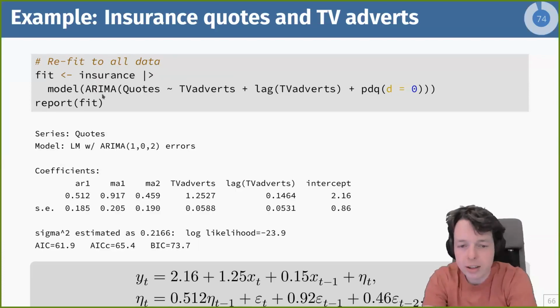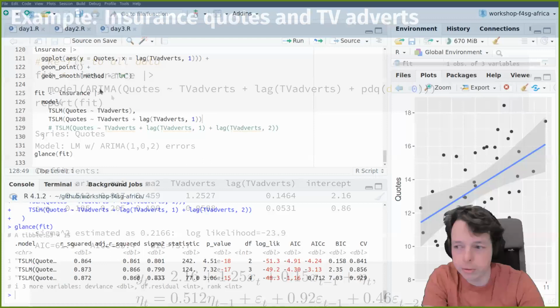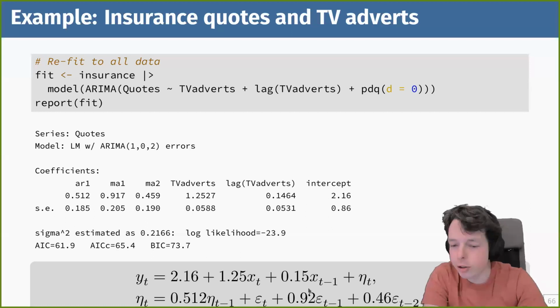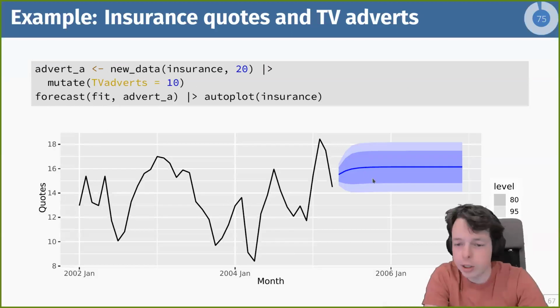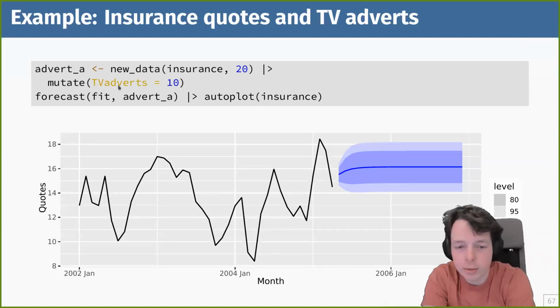Okay, so here we estimate a model using advertising and the lag of advertising. This is an ARIMA model, but it's much the same as what we've just done here with LM. And you can see we get our regression model coefficients, which we can use to produce some forecasts. But remember, when we produce forecasts with regressors, it's a bit tricky. We need to provide the future value of the regressors.